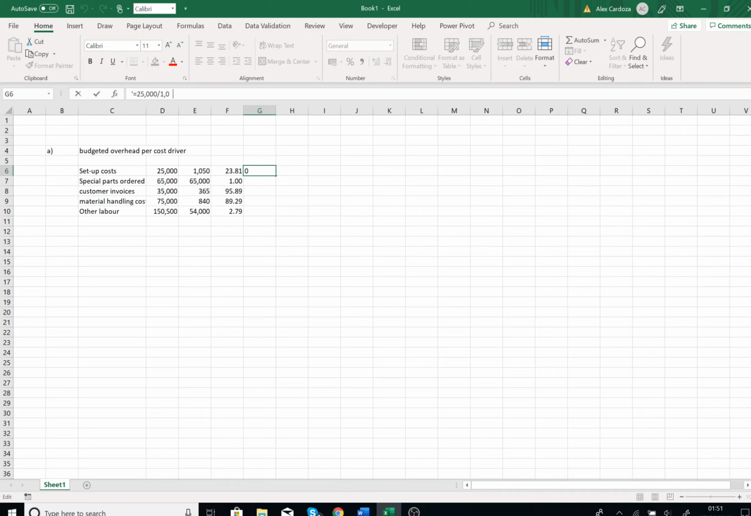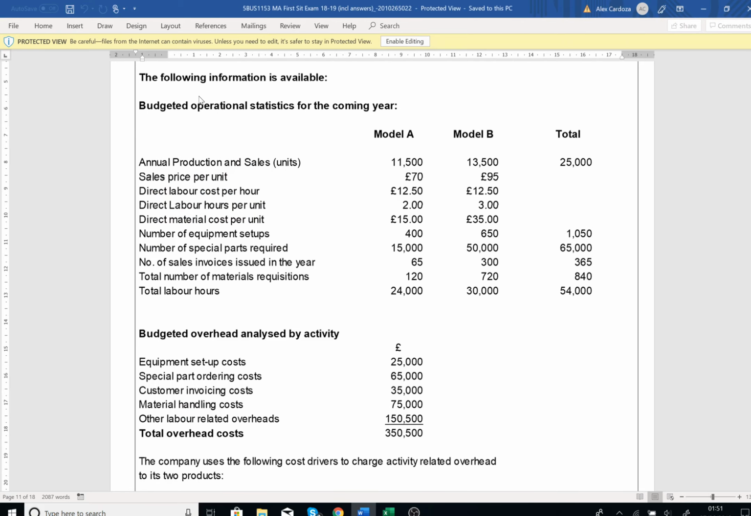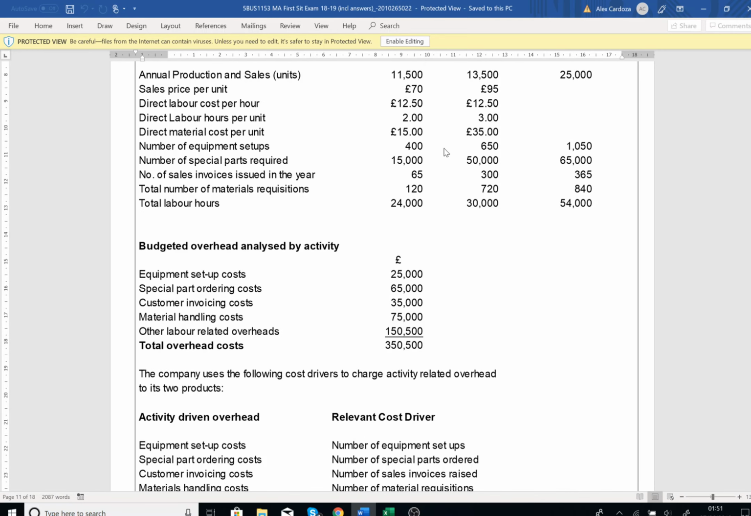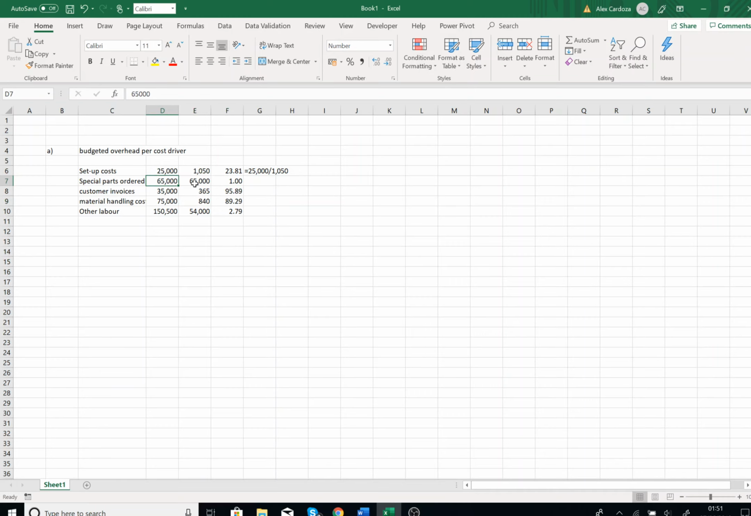Okay, so you would do that, and then you would do that all the way down. So for example, the 65,000: special parts ordering, you go 65,000 total here. The cost driver is the number of special parts ordered, because they've told you what the cost driver is down here, and special parts ordering cost is £65,000. The driving cost of the £65,000 is the number of special parts ordered, which is also 65,000. So you do 65,000 divided by 65,000.